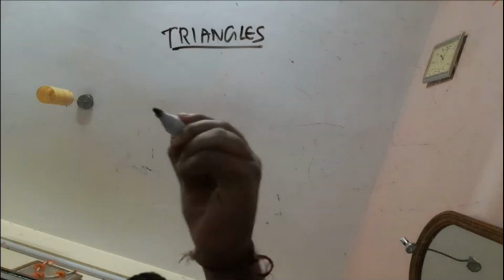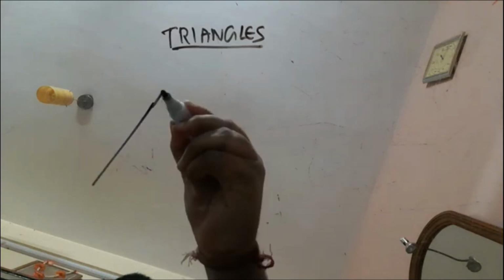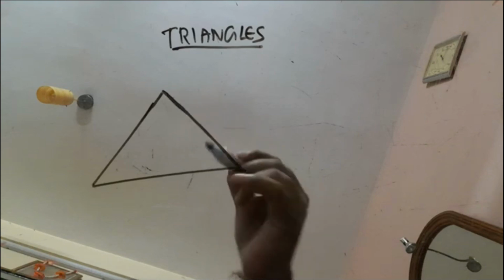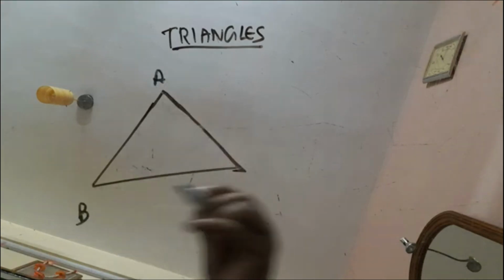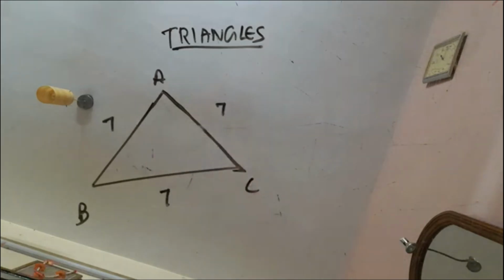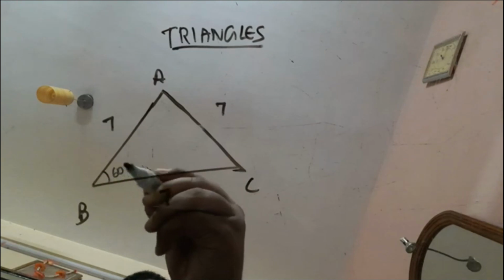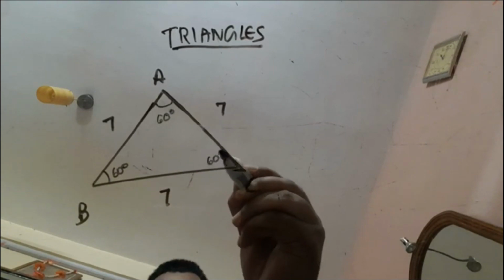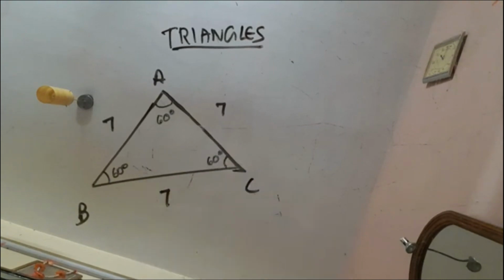Let's say you have this equilateral triangle ABC, where each side is equal, so let each side be equal to 7 centimeters and each angle is equal to 60 degrees. This is compulsory, this is necessarily 60 degrees. You might ask, can an angle be greater than 60 degrees or less than 60 degrees? No, this is compulsory. It is a compulsion to have each of the angles equal to 60 degrees. Otherwise it is not an equilateral triangle.